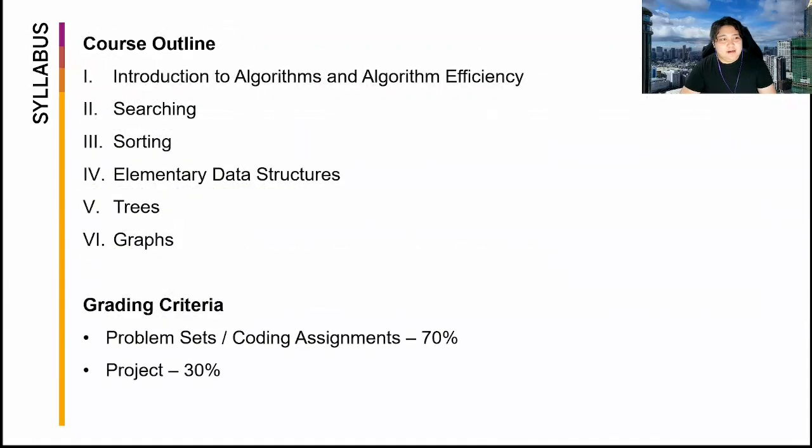Okay. For the course outline, of course, we will go through some introductions first on algorithms, which we will start today. And we'll also look into the algorithm efficiency. So how do we measure the performance or the efficiency of your algorithms? Okay, and then we'll go through the different categories of algorithms. So we'll go first with searching, with sorting.